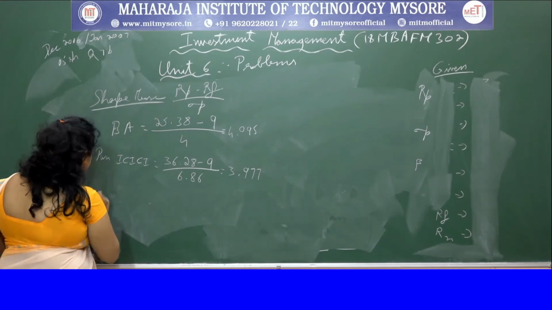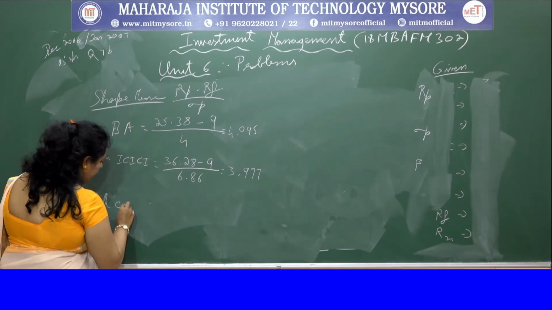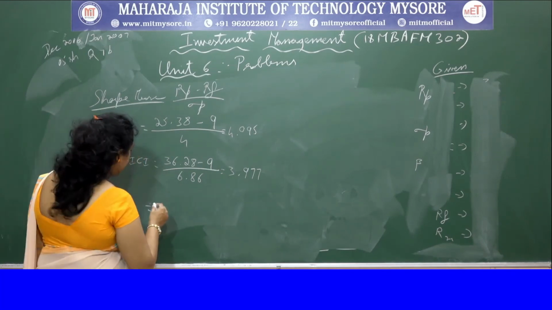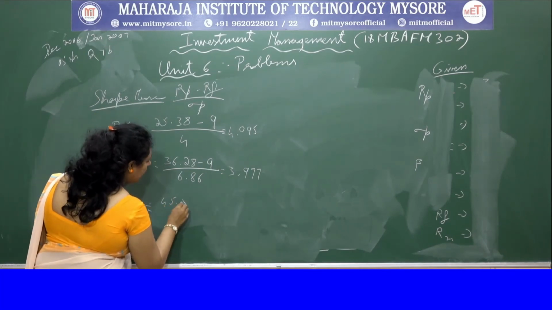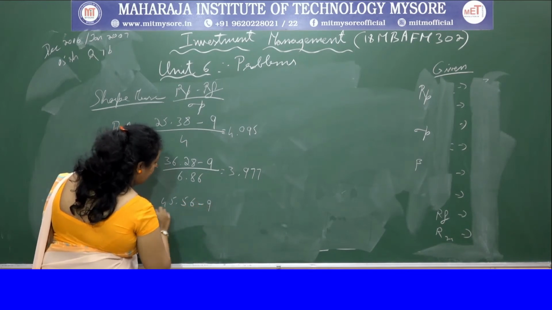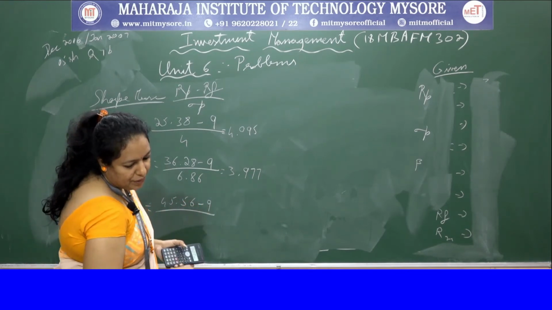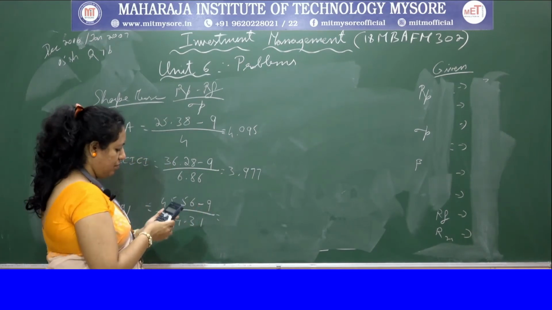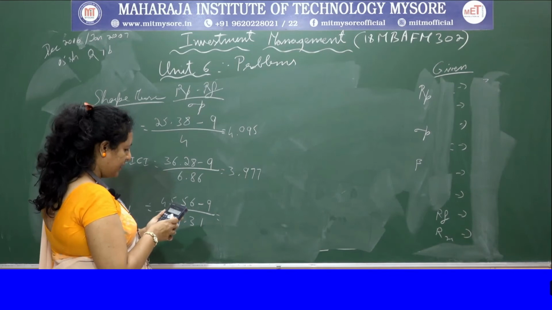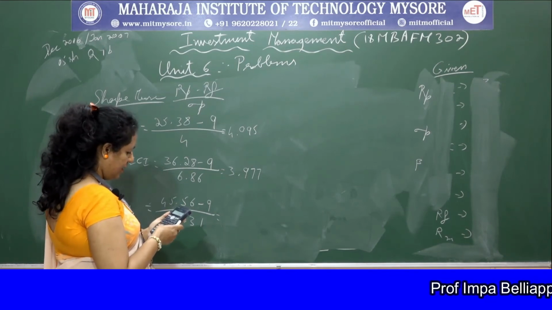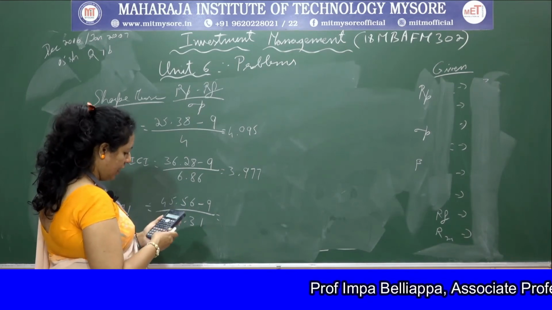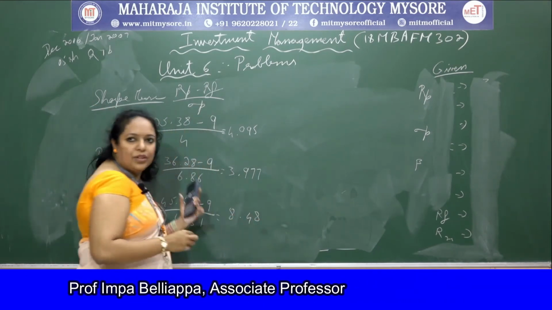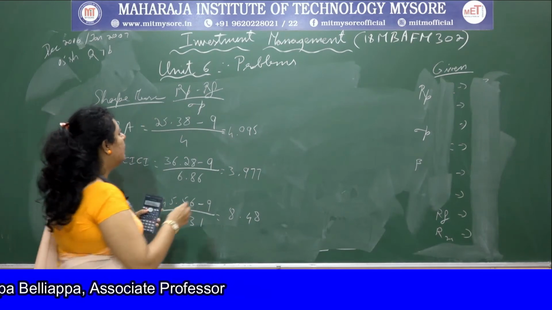And next is Alliance Equity. It is 45.56 minus 9 divided by 4.31. 45.56 minus 9 divided by 4.31, you get 8.548. So this is the answer of Sharpe's index.